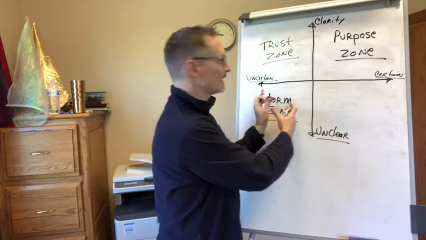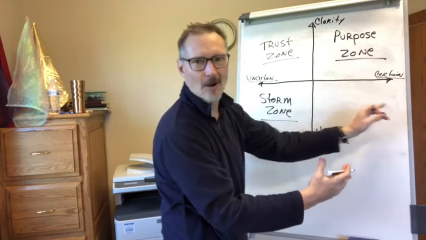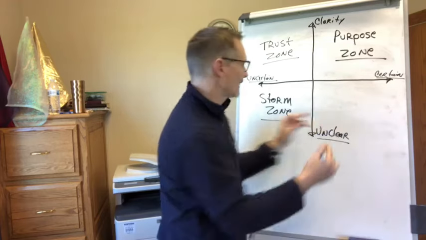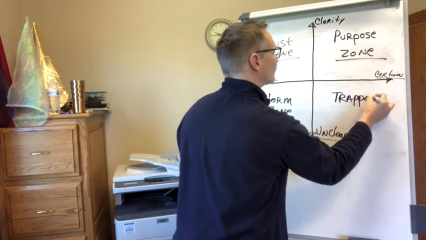And then let's look at this fourth zone. Is there a possibility that you have certainty? Like you know what you're going to do tomorrow. You know, like you might be trapped. This is what I call the trapped zone.